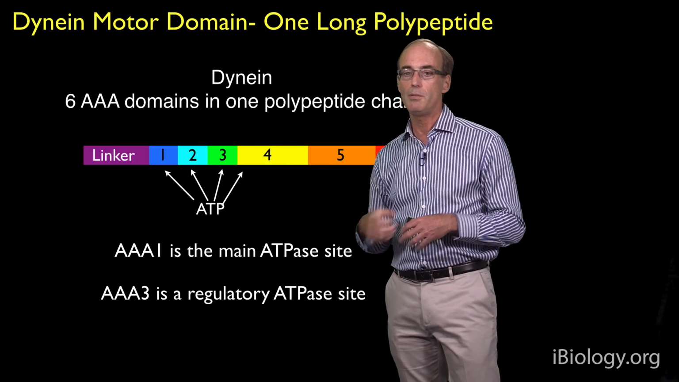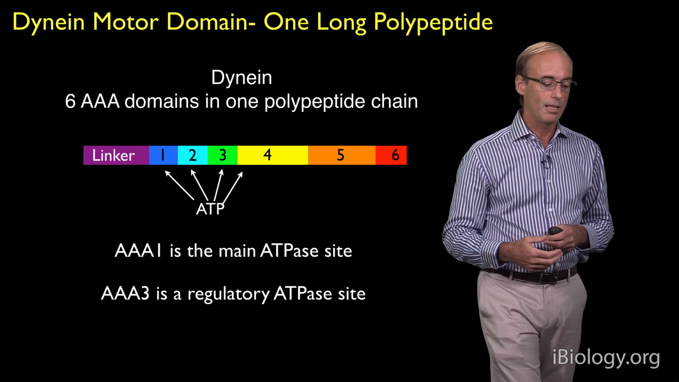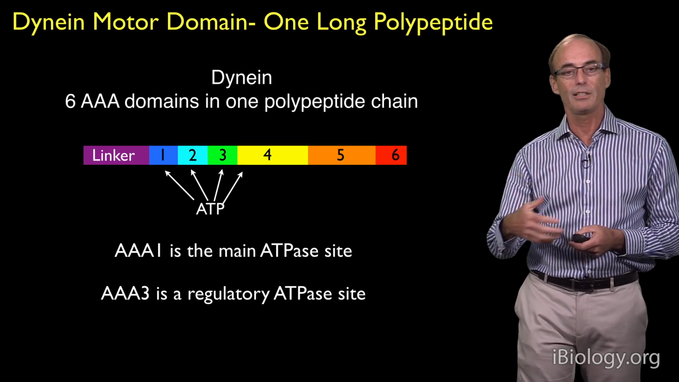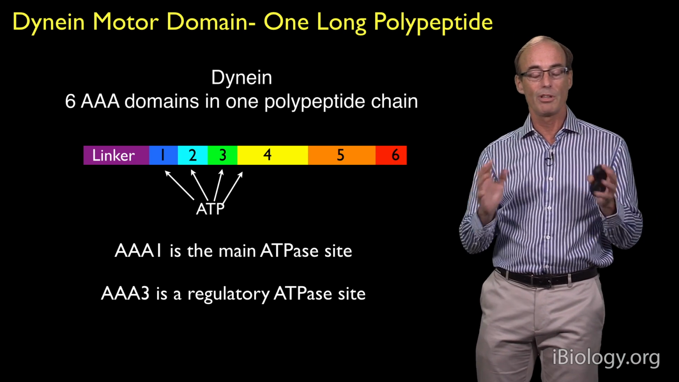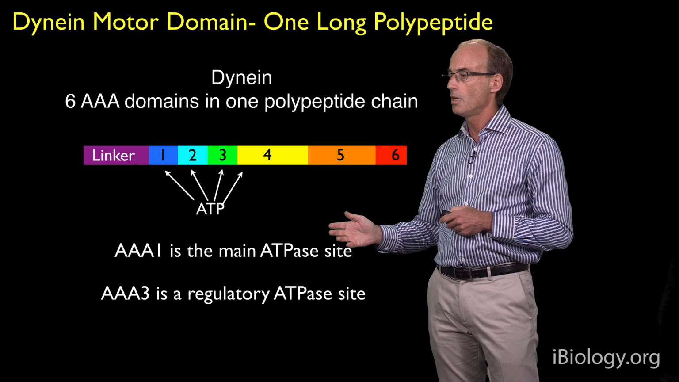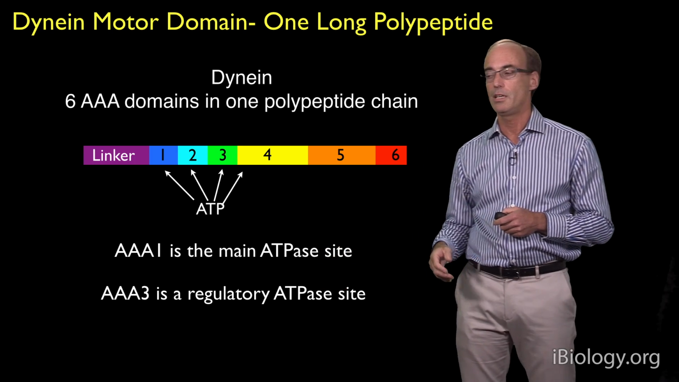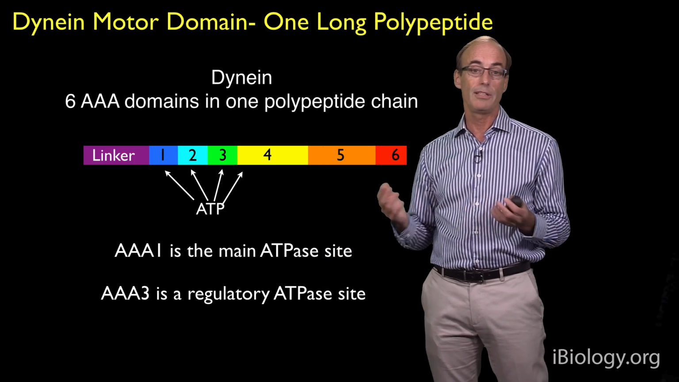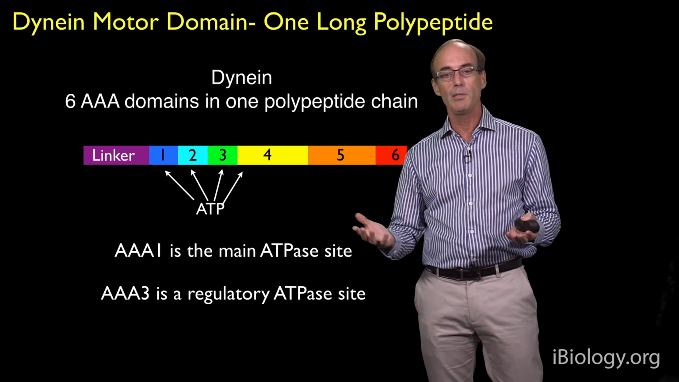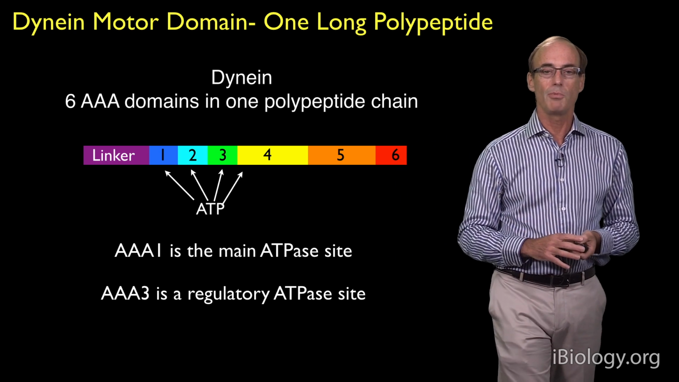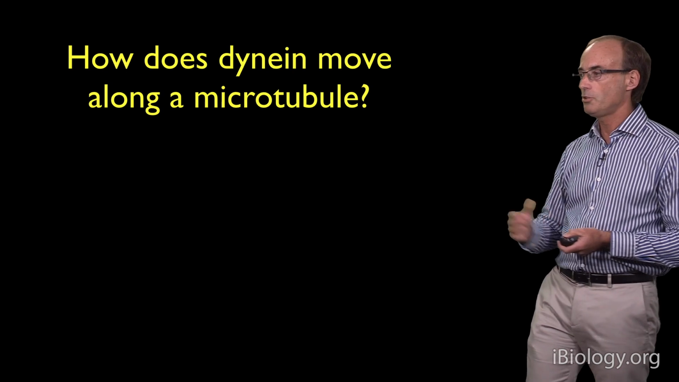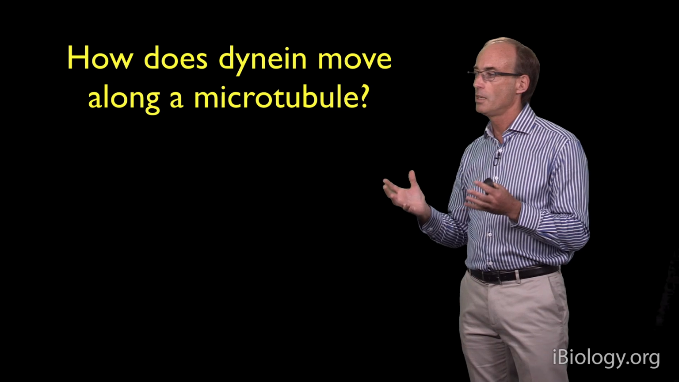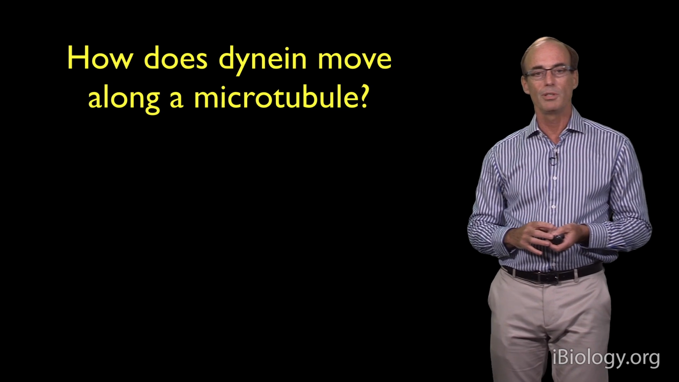AAA2 binds ATP, but it doesn't seem to be bound in a cyclic or hydrolytic manner. AAA3 also plays an important role that I'll come back to later, and it may be a mechanism of regulating dynein. AAA4 also hydrolyzes ATP, but it seems to play a very minor role in dynein motility and one that we don't completely understand. So I'd like to address this subject now of how dynein can move along a microtubule.